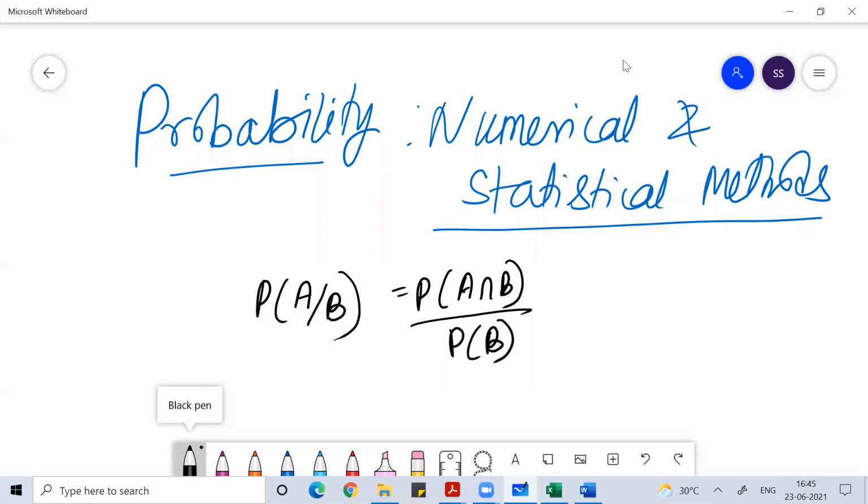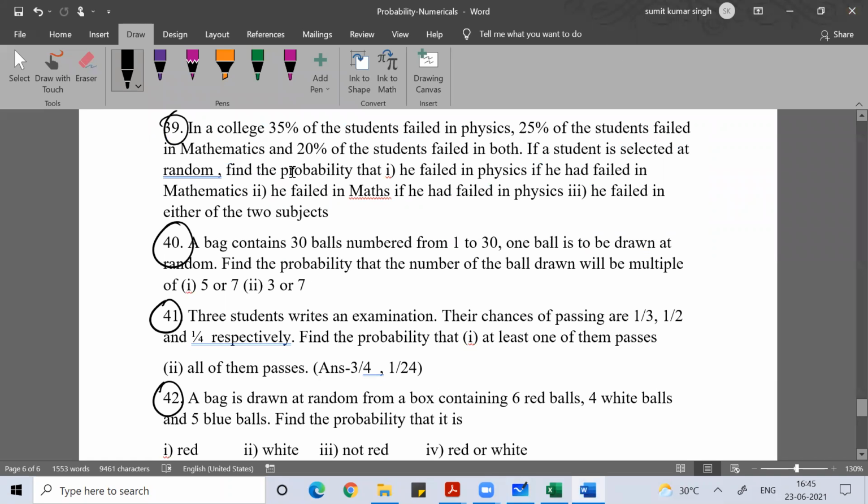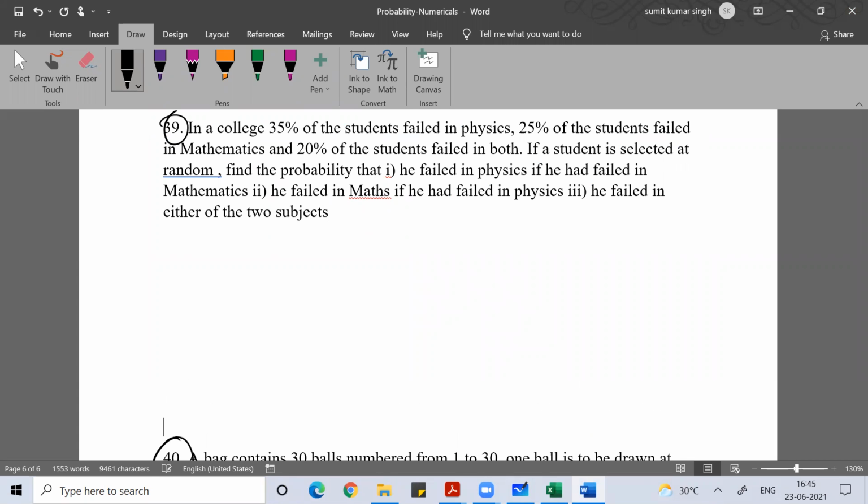Yesterday I believe we did a couple of numericals on this, and today we can discuss more numericals. Let's do question number 39. In a college, 35% of students failed in physics, 25% failed in maths.